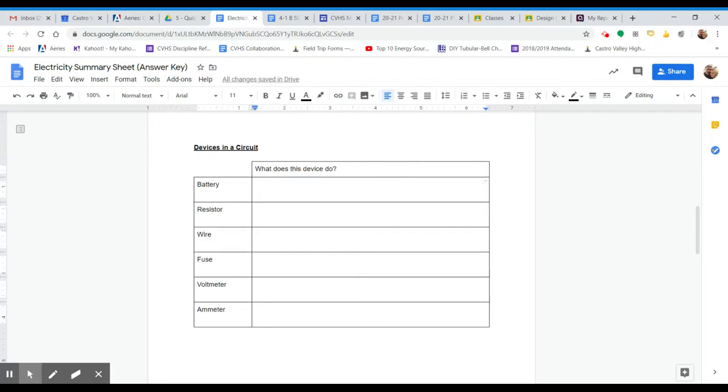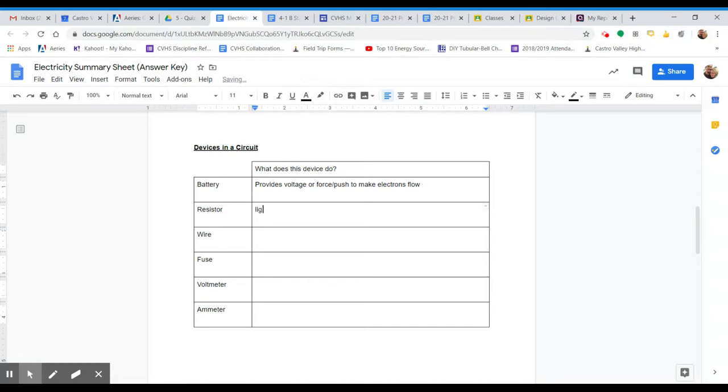Devices in a circuit. So a battery is what provides the voltage or push to make electrons flow. Now, if you remember, the electrons are already in the wires or the conductors, but they just need some kind of battery or potential difference to initiate the electrons flowing in the circuit.